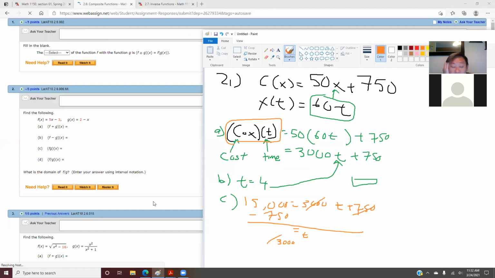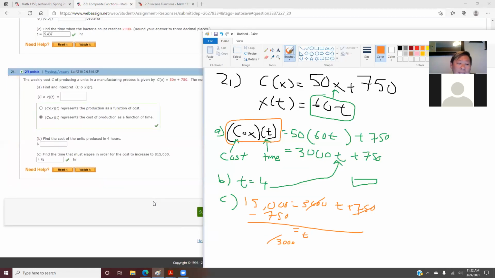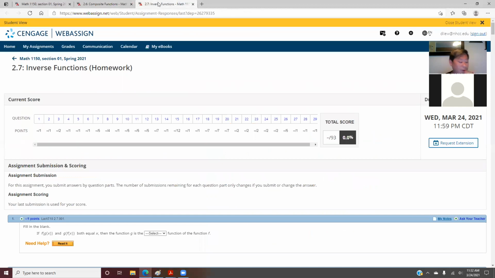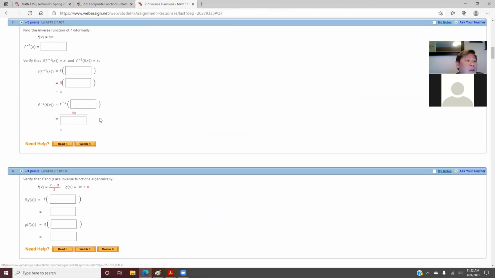You okay there? So this is a bit easier than question 20 because it's not squaring. Once it's squared, it gets a little bit tough. Okay. Are you all right? Yep. Okay. Next, we're going to talk about 2.7, question number 7.